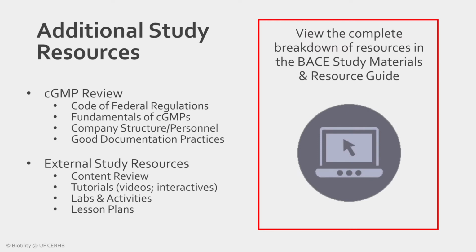We also have the additional study resources module. This contains our CGMP review, so our current good manufacturing practices overview. This covers content including the Code of Federal Regulations and the agencies to which it applies, fundamentals of current good manufacturing practices, the structure of a typical biotech company, the departments and the personnel and how they communicate with each other working in that regulated environment, as well as good documentation practices and the documents that you might typically encounter working in that environment. There's also a series of external study resources.